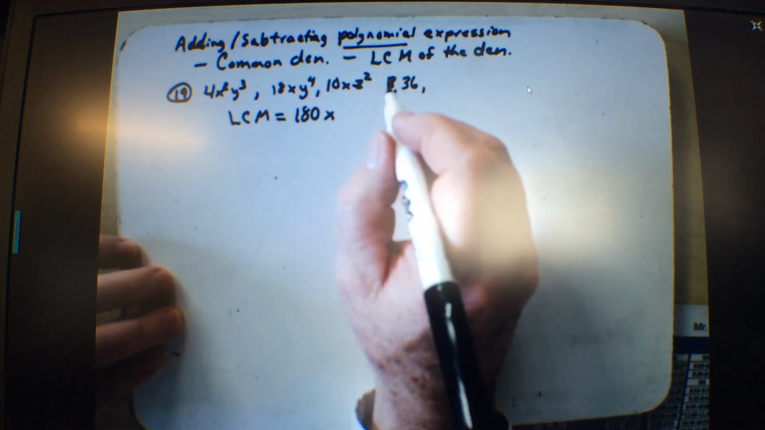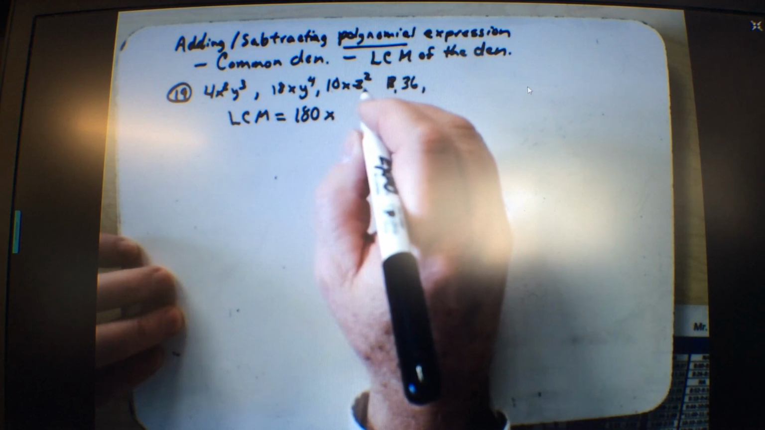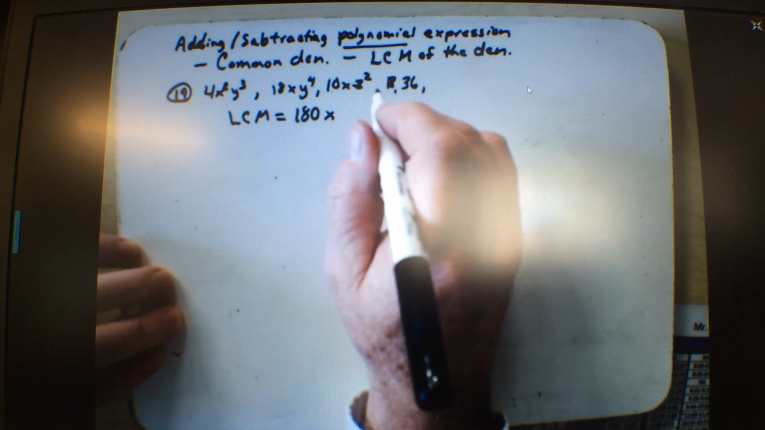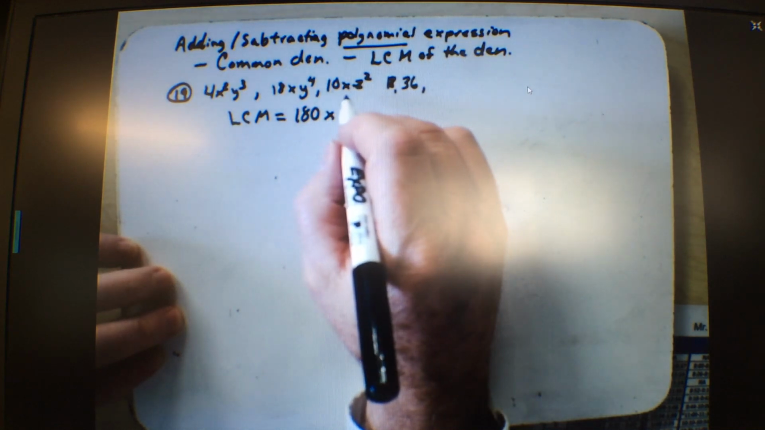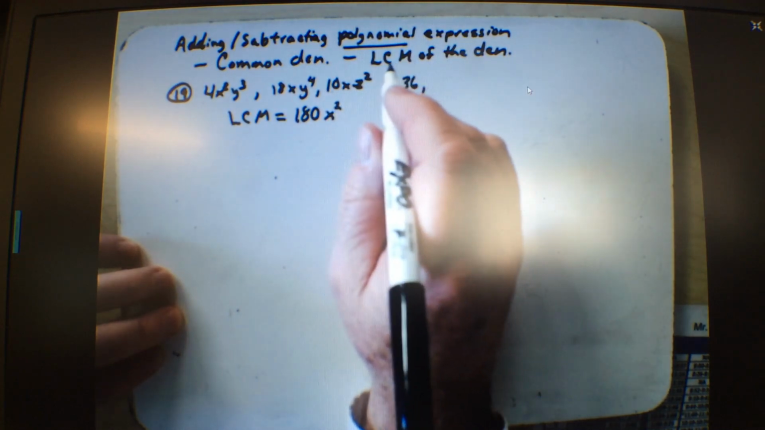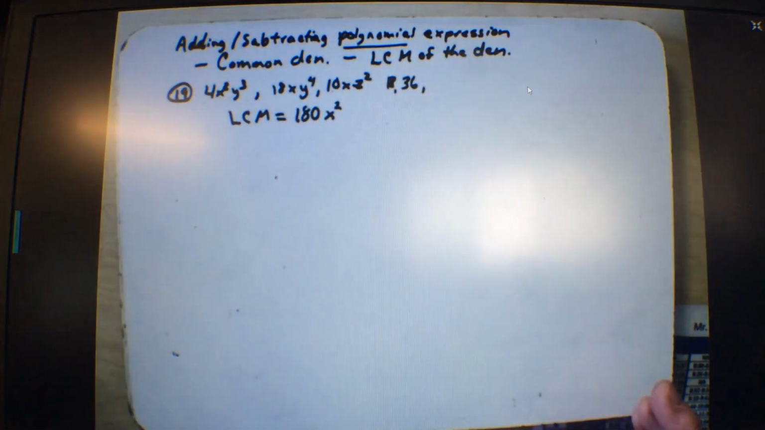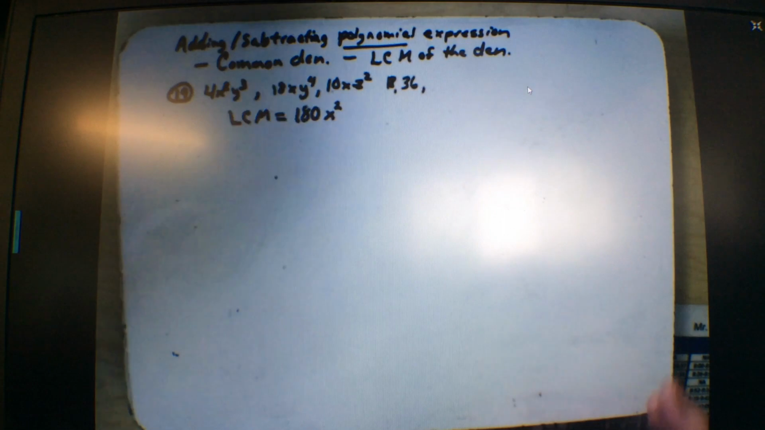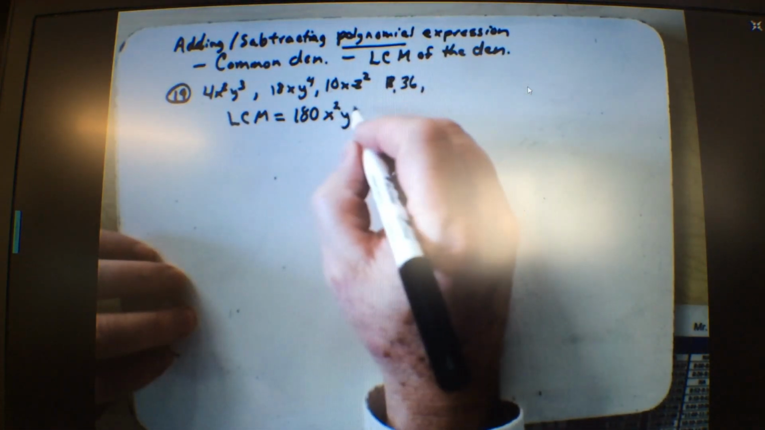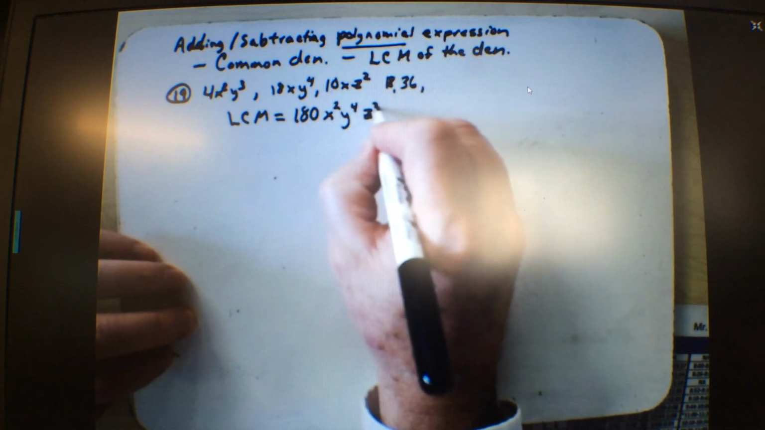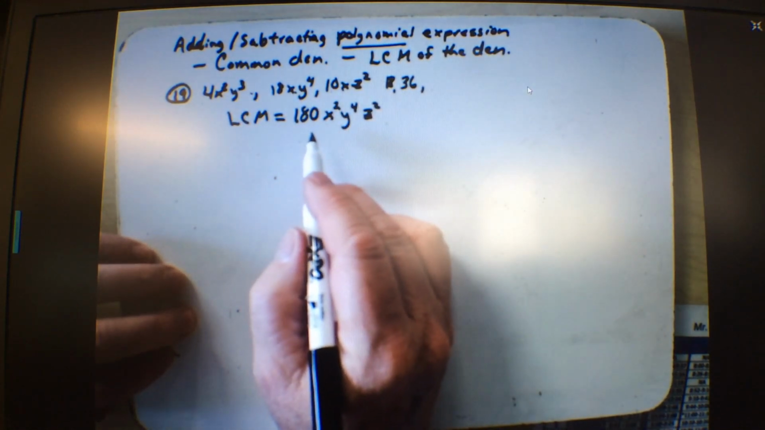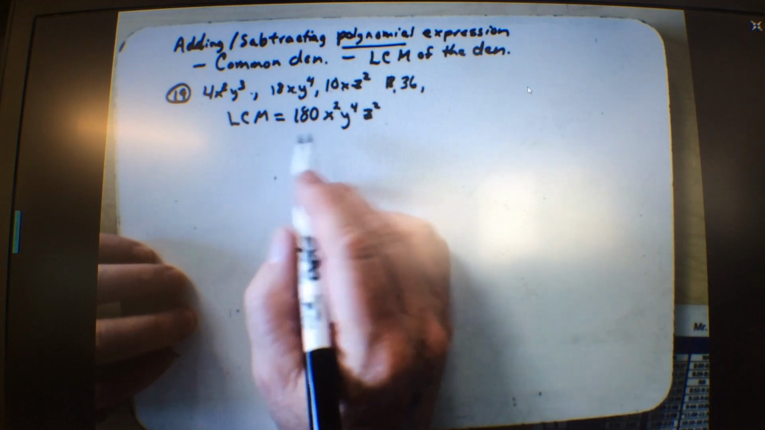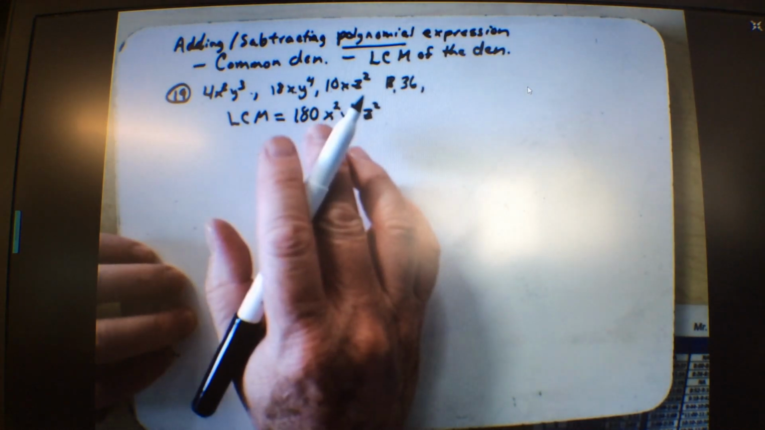Now, how many x's should I have? This is the least common multiple between these three. You should have 2. Anybody want to tell me why? Because it's the highest one. How many y's should I have? 4. How many z's should I have? 2. All of these divide into that. Do you understand that? Or do I need to do another one like that?